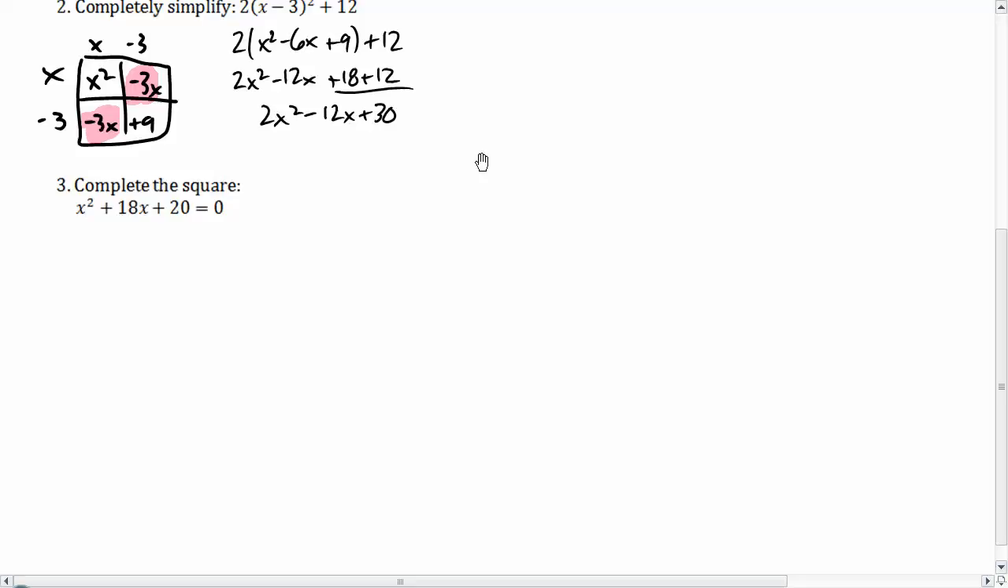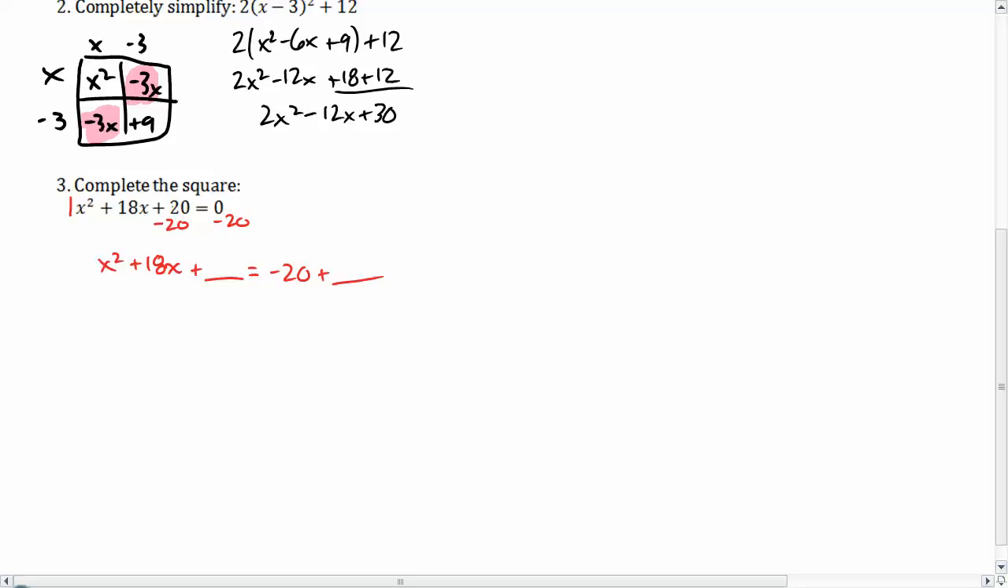Okay, now your last one, completing the square. You need to first check to make sure it's a 1x squared. If not, then you have to divide by that leading term. Next, get rid of your constant by doing subtraction. So you're going to have x squared plus 18x, plus a blank equals -20 plus a blank. And that blank is going to get filled in by completing the square.